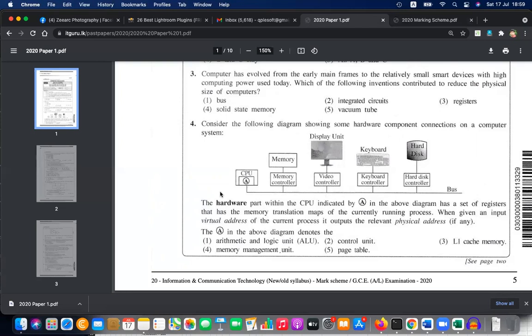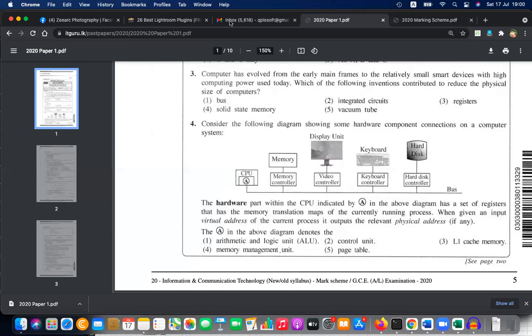The hardware part within the CPU indicated by A in the diagram sets registers that have memory translation maps for the current running process. When given an input virtual address, for the current process, it outputs the relevant physical address. So virtual address to physical address and physical address to virtual address translation is done by what is the device?